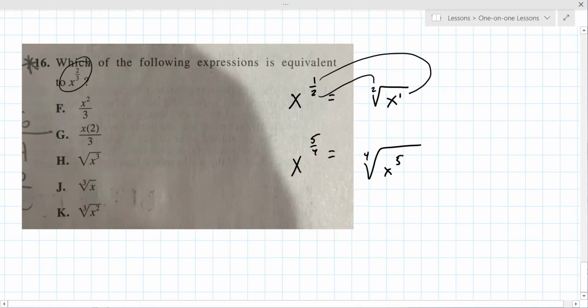Gotcha. So it is K. It is K. Okay. That's what I put because I figured that was it, but I didn't really know why.